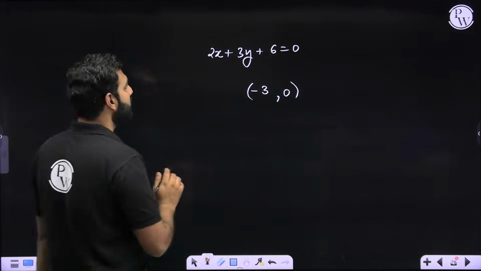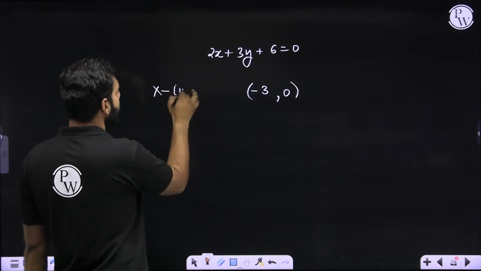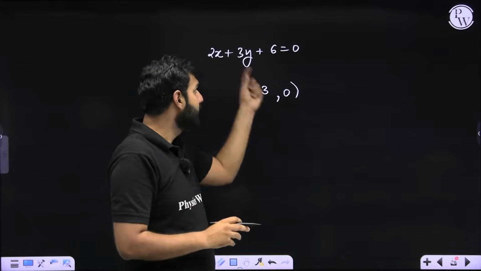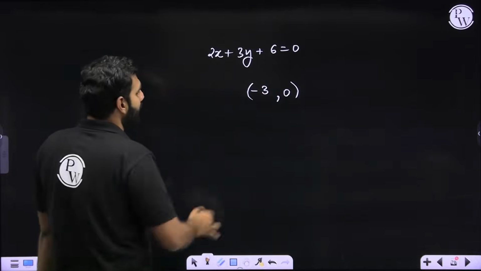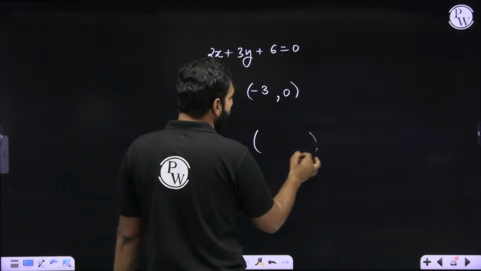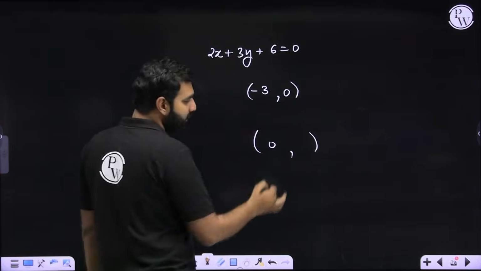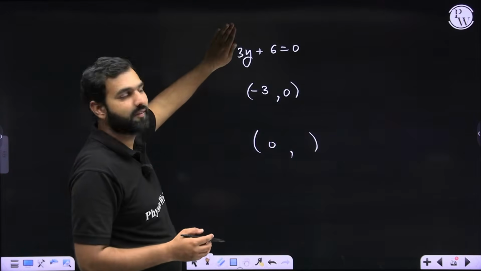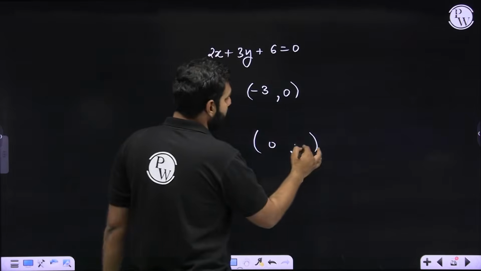What about its y-intercept? For the y-intercept, basically the point where this line intersects the y-axis, at that point the x-coordinate will be 0. So if I put 0 here in place of x, this will be 3y + 6 = 0, which means y = -6/3, which is going to be -2.